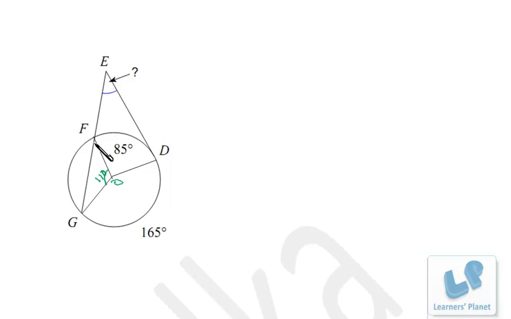Now this is radius, this is radius. That means in this triangle both the angles will be the same. That's 35 degrees, right? So if it is 35, it has to be 180 minus 35. That is 145 degrees.